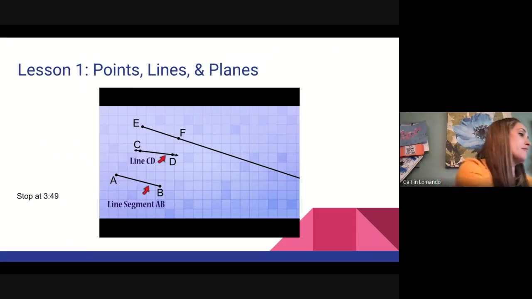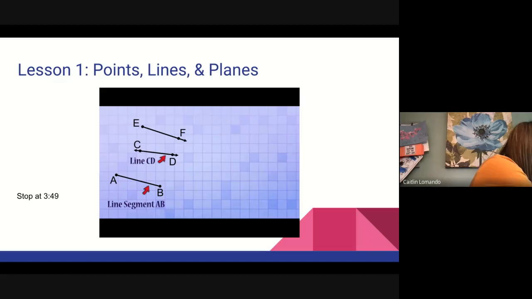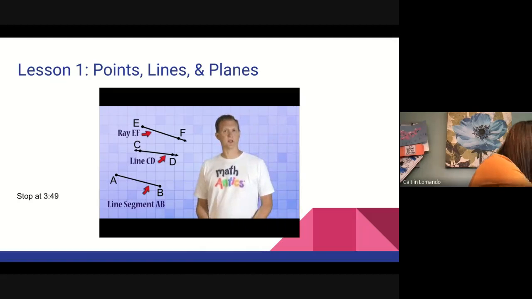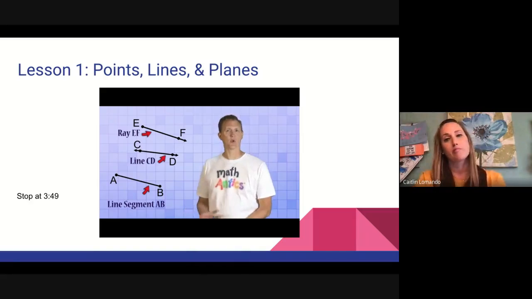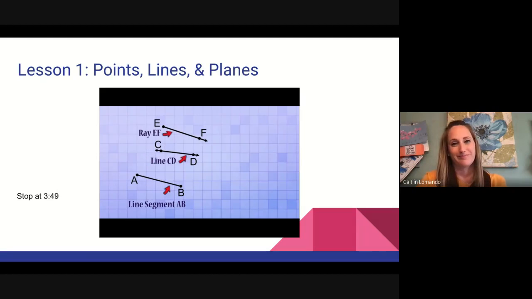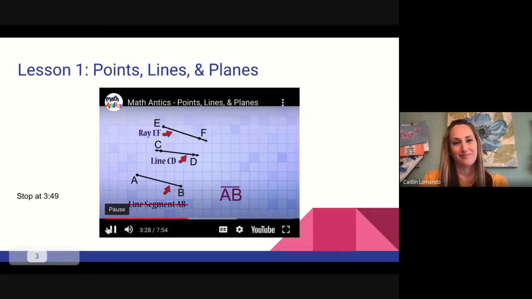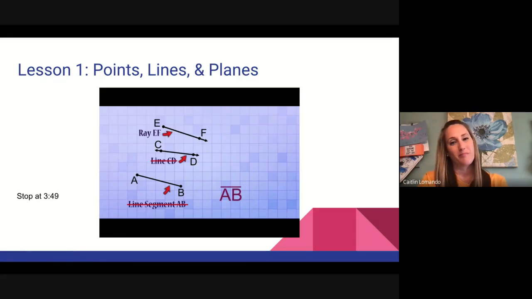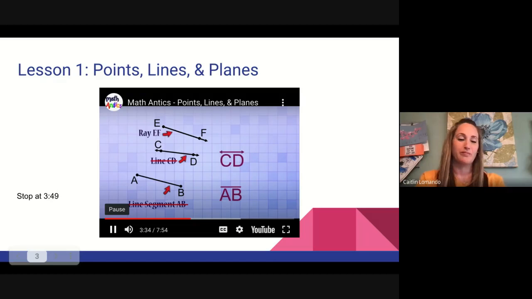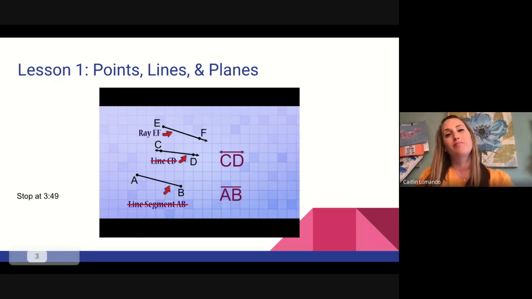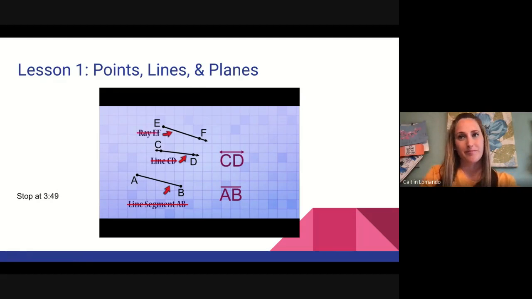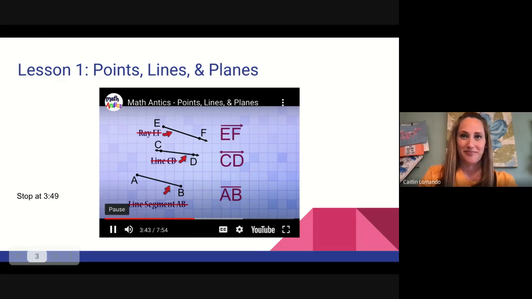So we only put an arrow on the end that keeps going. There. We call this one ray EF. In geometry, each of these three types of lines has a shorthand way of writing it. Instead of writing line segment AB, you can just write AB with a line over the top. And instead of writing line CD, you can write CD with a double arrow line over them, like this. And finally, instead of writing ray EF, you can just write EF with a single arrow line over them, like so.